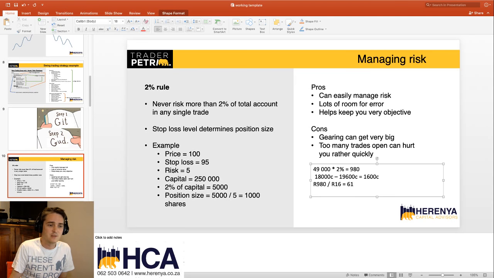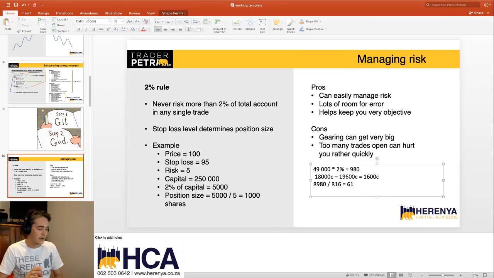Okay. So now this is well and great and amazing, but what it doesn't do is make space for fees. Let's say, for example, you're trading CFD and the minimum cost is 50 Rand, or 0.2% of the value of the transaction.